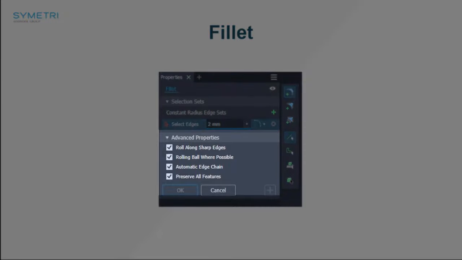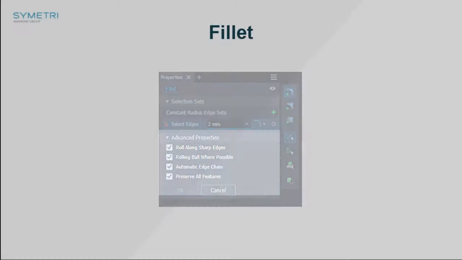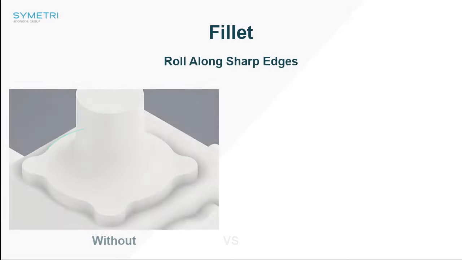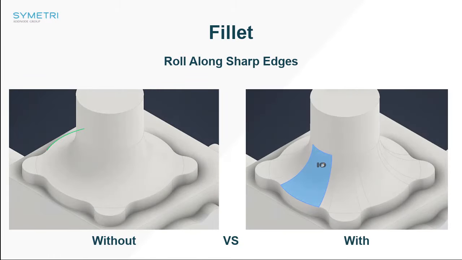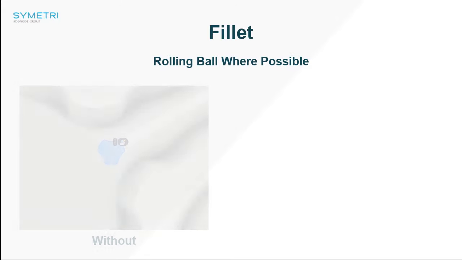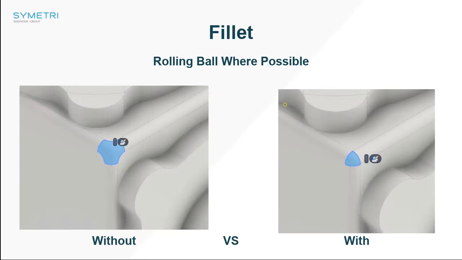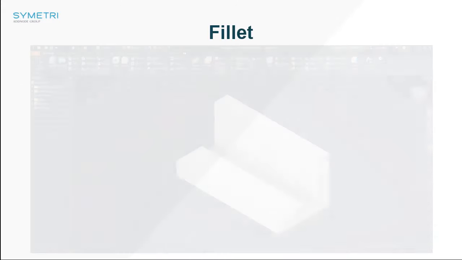As mentioned, new functionality has been added to the fillet commands, which can be found in the advanced properties. You can now choose to have the fillet roll along sharp edges. This can be useful to keep geometry of adjacent faces. You also now have the option to change the vertex type by selecting rolling ball where possible, and it will apply the shape as if a ball has been rolled along the edges and corners.